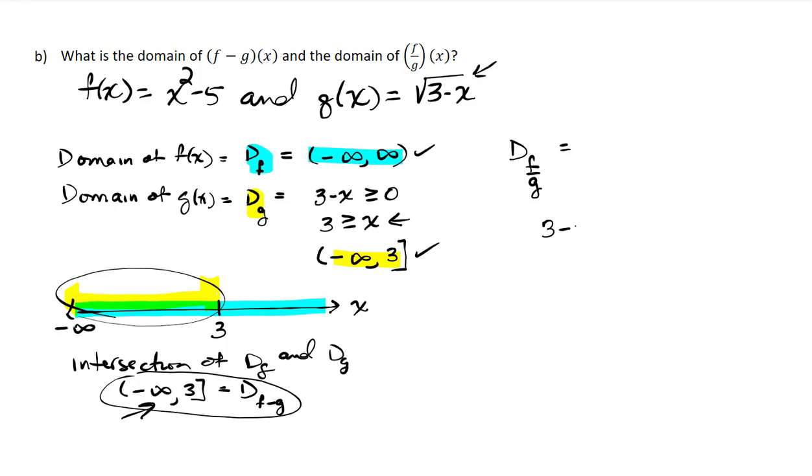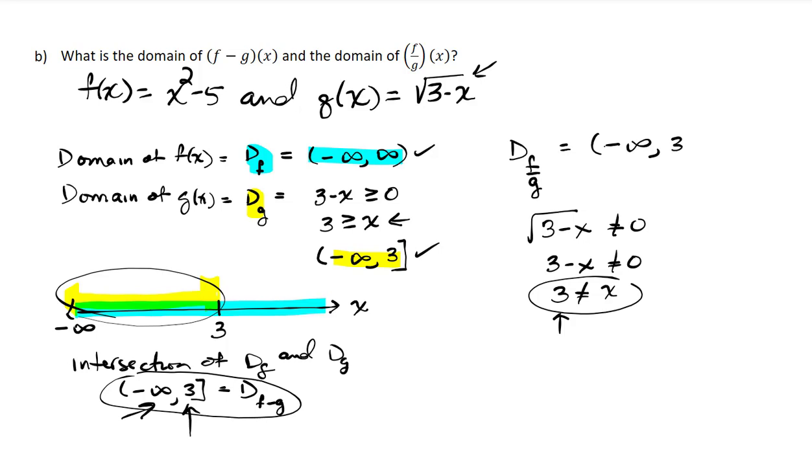So provided that 3 minus x under the square root is not 0, solving this means that 3 minus x cannot be 0, by squaring both sides. And now we have a further condition where x can no longer be 3. So we basically take the intersection of the domains of f and g and exclude this number from that set. So the domain of f divided by g is from negative infinity to 3, exclusive of 3. We'll use a parenthesis to indicate that.